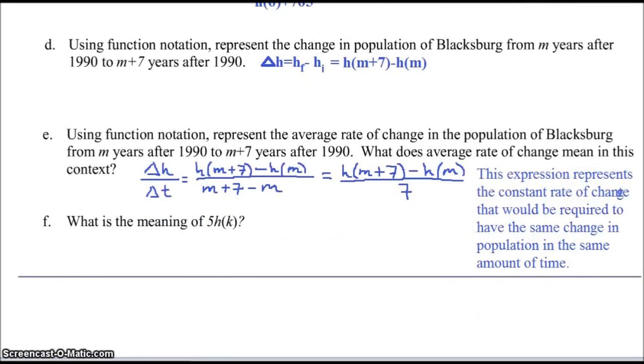Part F, what is the meaning of 5 h of k? That's just 5 multiplied by h of k, and remember the input is just k years after 1990. So we're essentially taking the population k years after 1990 and multiplying it by 5.